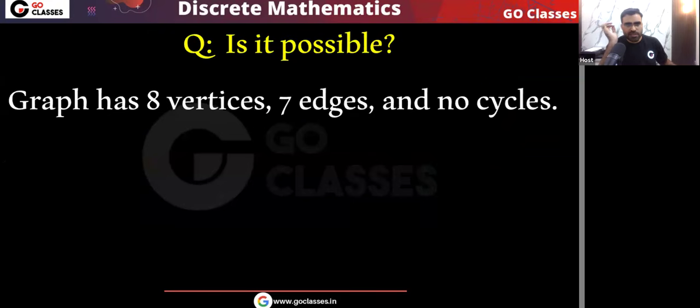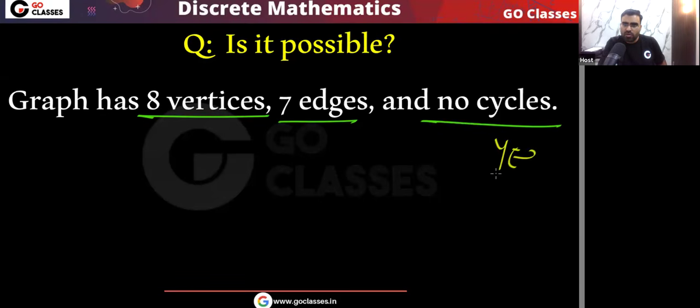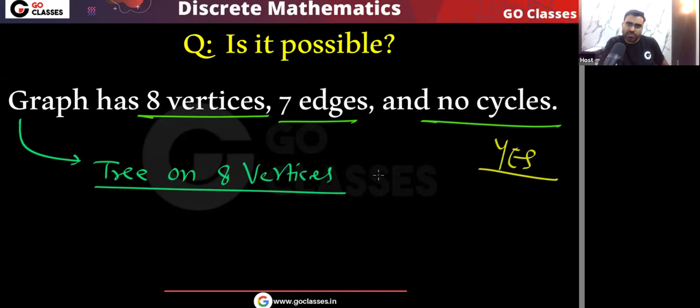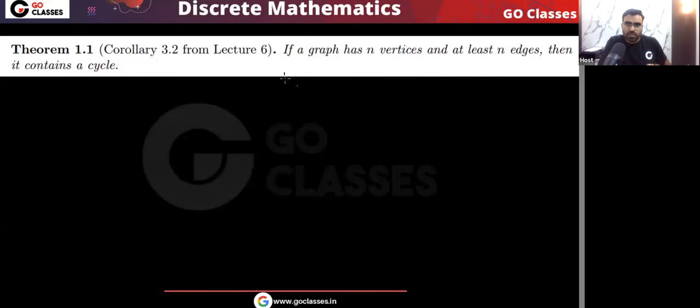Nothing complicated. Tell me the answer for this question. Is it possible that you have a graph with 8 vertices, 7 edges, and there is no cycle? Yes, this is possible. Simply it will be a tree. Yes or no? This graph will be a tree on 8 vertices. Okay, let's move on. Now let's see this theorem. If a graph has n vertices and there are at least n edges, then it contains a cycle. Is this true? We have already seen this is true.